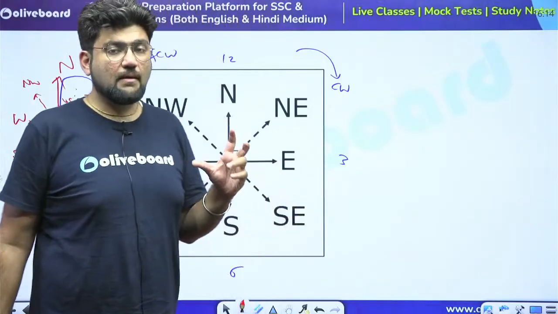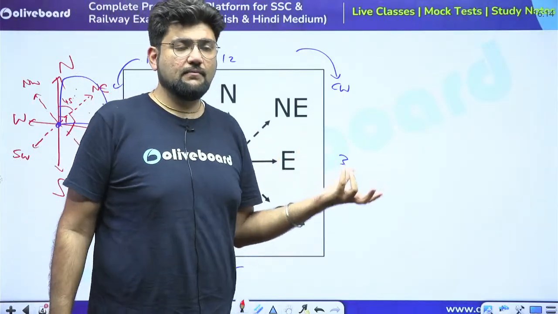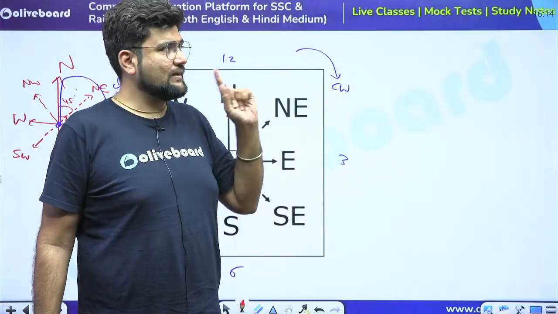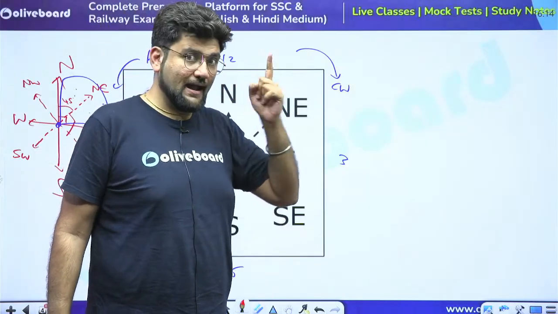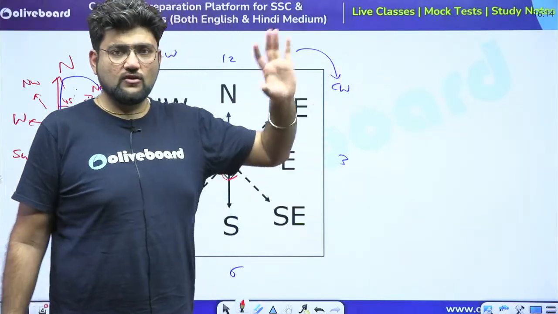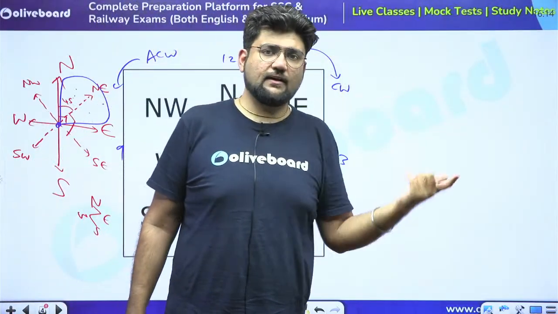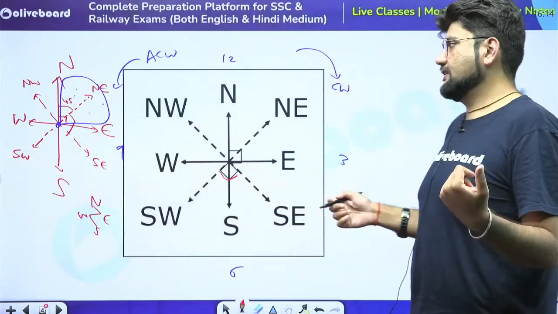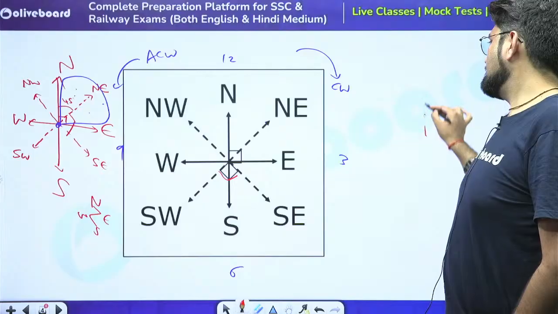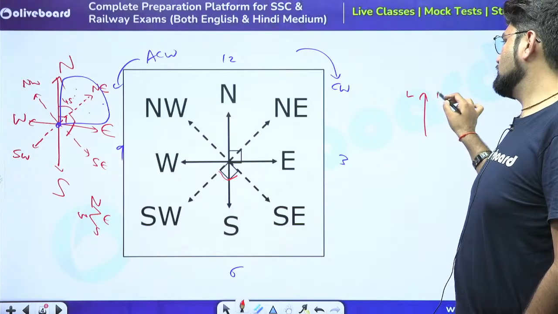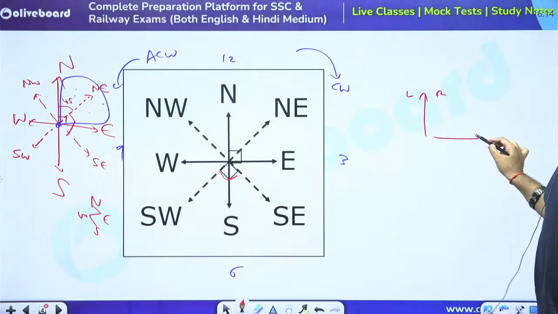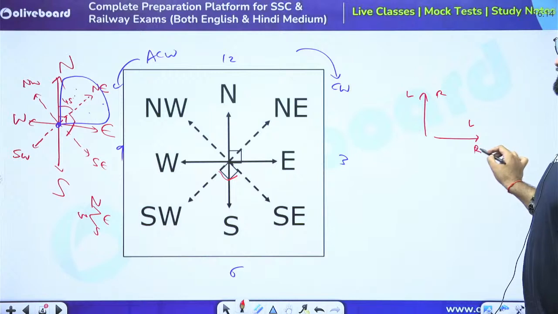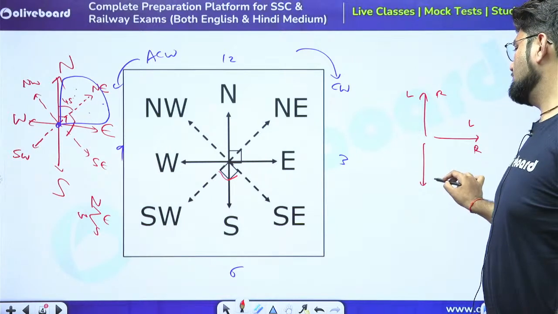So how do I remember it easily if I am drawing a diagram? The easy way to remember is wherever I draw an arrow, I will assume my head to be in that direction. So my left hand in that case will depict the left direction, my right hand will depict the right direction, because my hands are not going to change direction anyway. So if I am facing the north, this will be the left for me, this will be the right for me. If I am facing the east, this will be the left, this will be the right. If I am facing the south, this will be the left, this will be right.